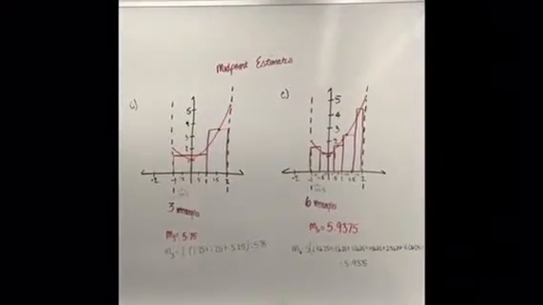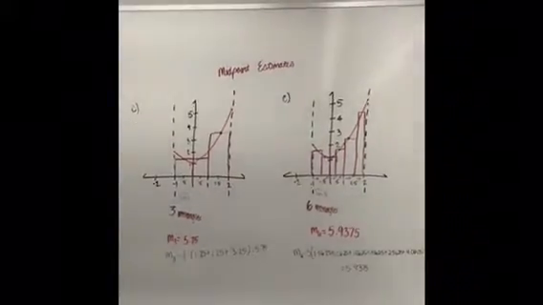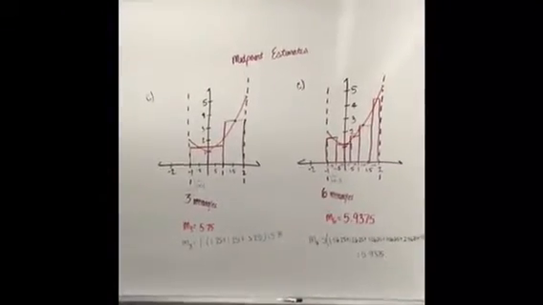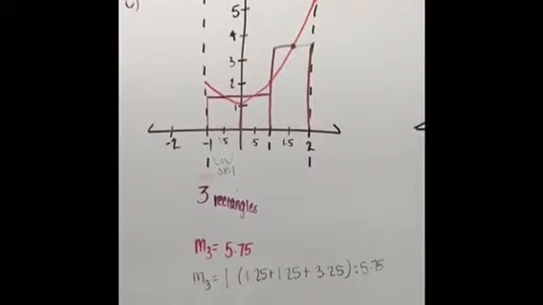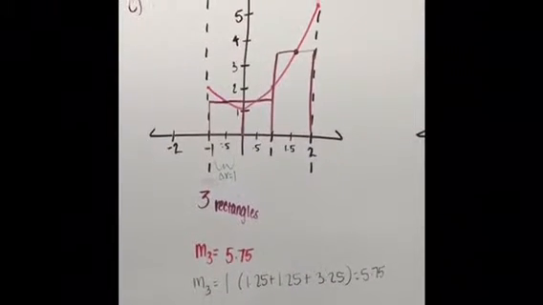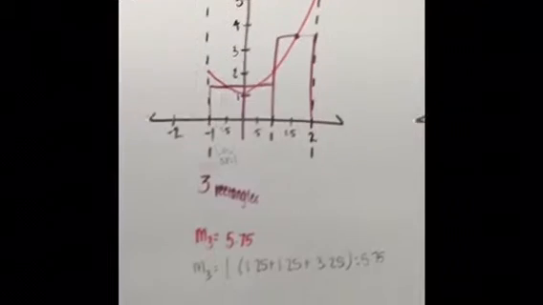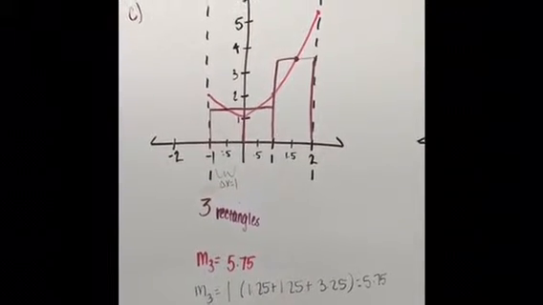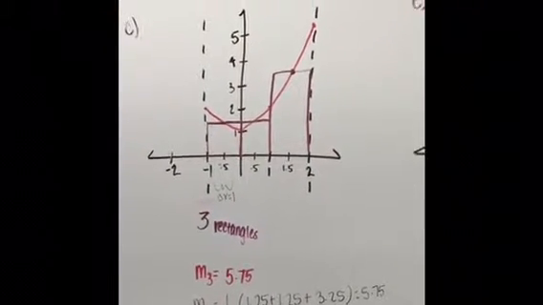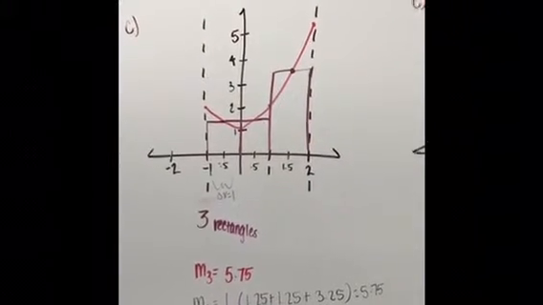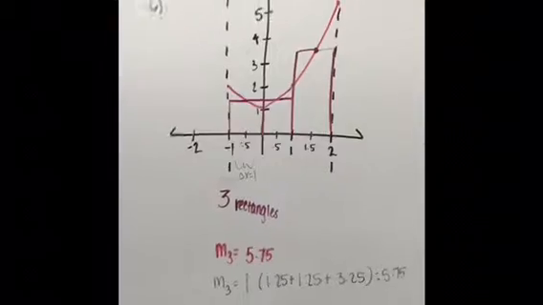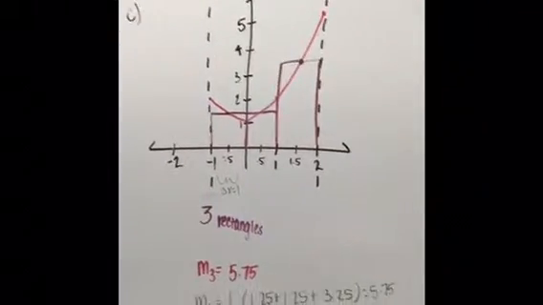This is part C of question 5. This is the midpoint estimate, and using Riemann sums, again 3 rectangles, we see that our delta x is 1, so delta x times each value. So for negative 0.5 you have 1.25, for 0.5 you have 1.25, and for 1.5 you have 3.25. By using this equation, this gives you the midpoint estimate.